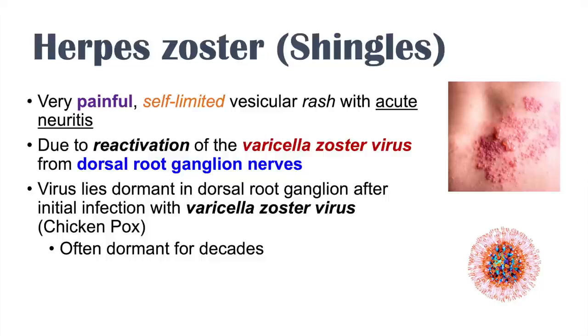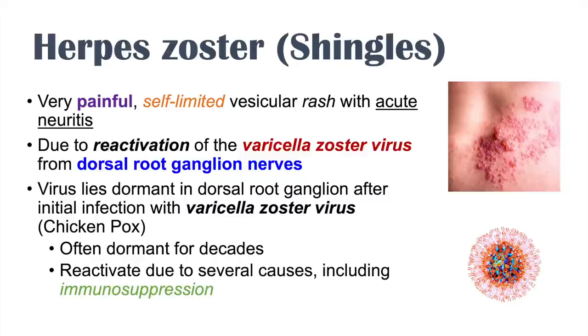So that's very important. What happens is the virus most oftentimes will occur in childhood. So a child will get chickenpox. The virus will lie dormant in dorsal root ganglion nerve, suppressed by the immune system, for several decades oftentimes, and it will reactivate due to several causes, and one of these is due to immunosuppression. As I mentioned before, the immune system suppresses the virus, but in cases of illness or some other cause of immunosuppression, the virus can reactivate within the dorsal root ganglion nerves to cause shingles.